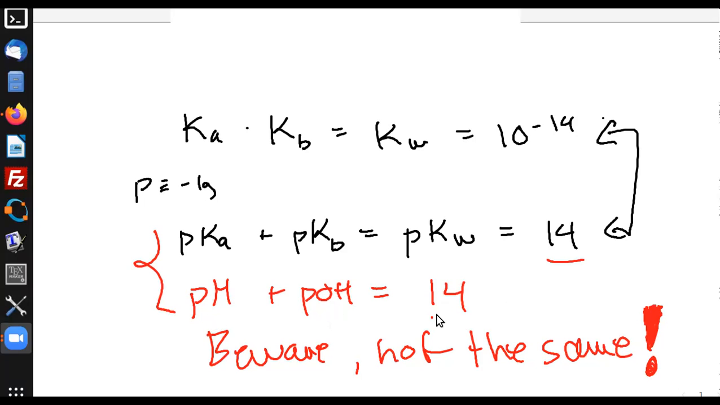Of course, the 14 is the same 14, but pH is not equal to pKa, and pOH is not equal to pKb. But of course, they are related. I mean, some acid will give hydrogen ions, and some base will give hydroxide ions in water. So now let's see.